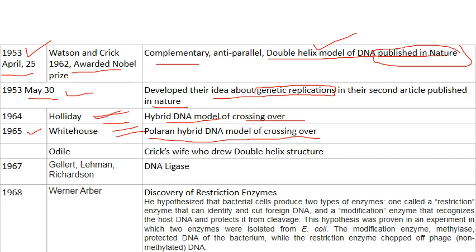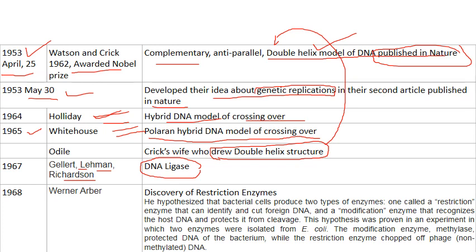Odile was Crick's wife, who drew the double helix structure. She is also very important because she was the inspiration to get this double helix structure. In 1967, Gellert, Lehman and Richardson gave the very important enzyme DNA ligase.